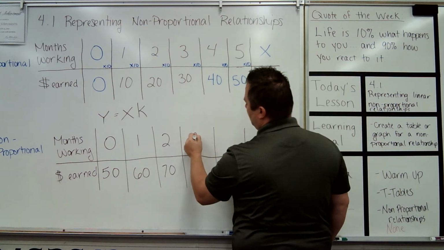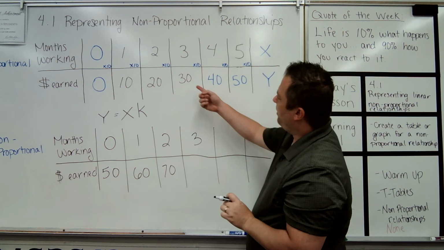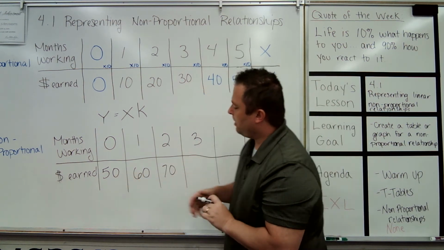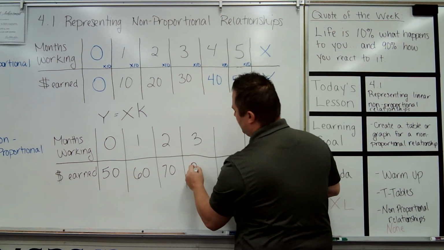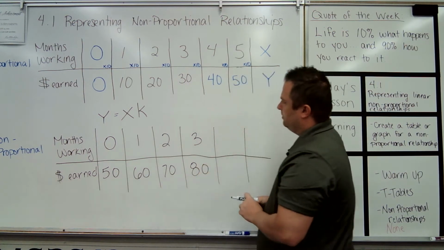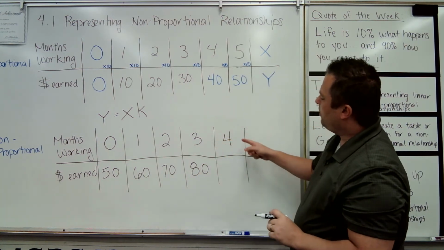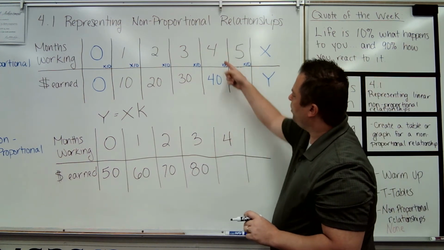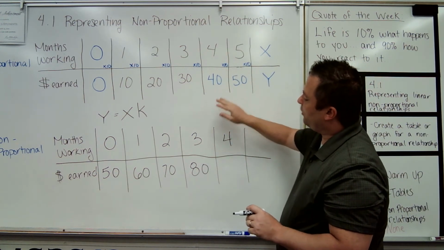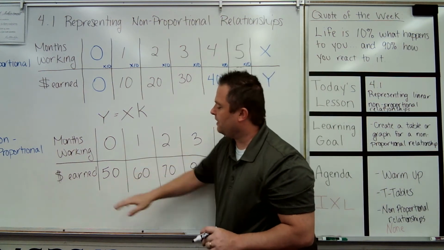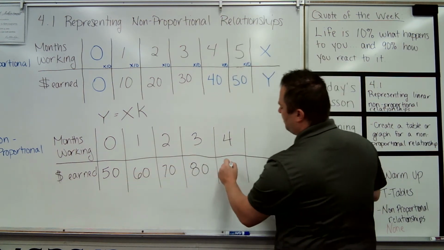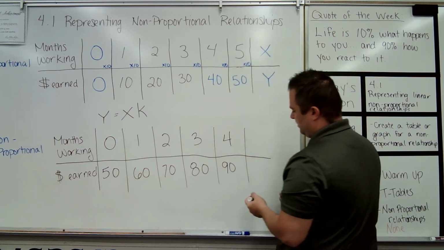If I worked for 3 months, I would earn $30, but I already had 50 in my pocket. So this number would be an 80. If I worked for a fourth month, I would have earned $40, right? But that $40 is what I've earned in the months. I already had $50 in my pocket. So the 40 plus the 50 is 90.